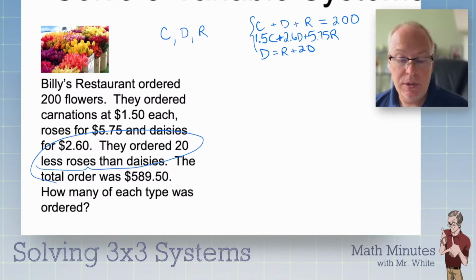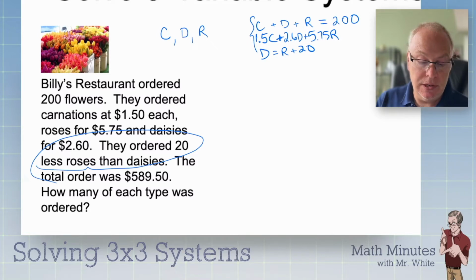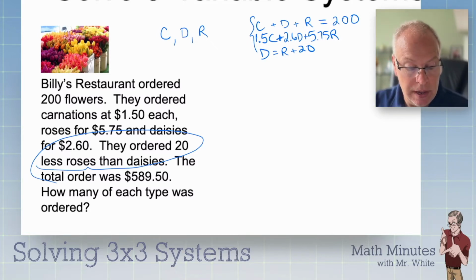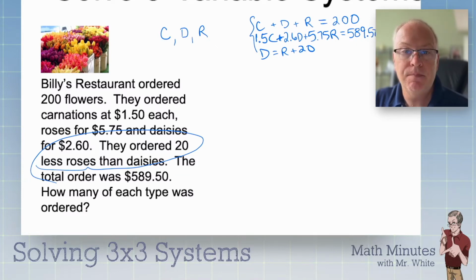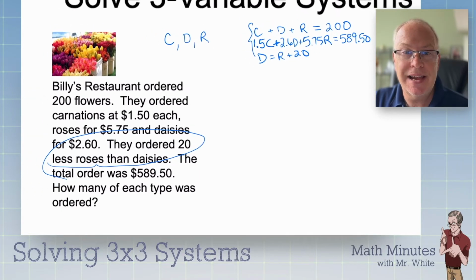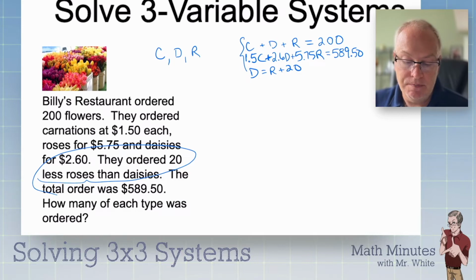Now, before we do this system that has some nasty decimals in it, I really want to go to one that's maybe a little bit more traditional. Then we'll come back to this one and see if we can figure it out. Oh, I'm sorry. I didn't finish that second equation, did I? I really felt like something was missing. It all adds up to $589.50. So that's the completion of that second equation.